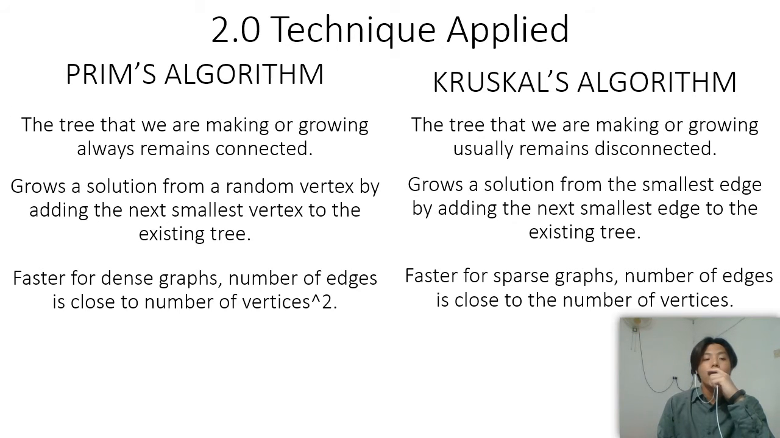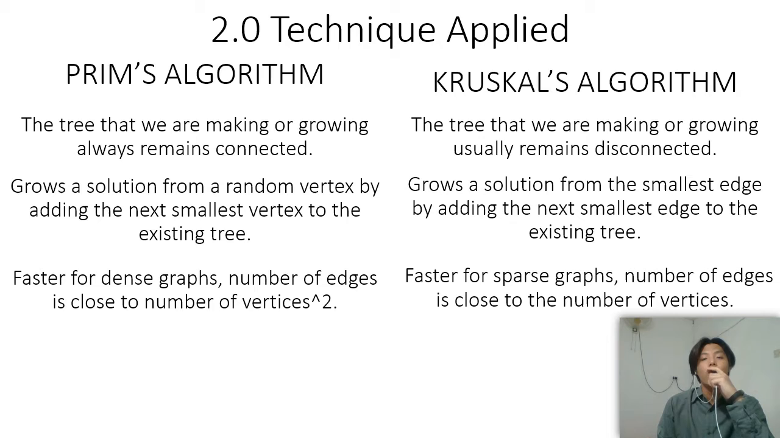Next, Prim's algorithm is also faster for dense graphs. A dense graph is one where the number of edges is close to the number of vertices squared.